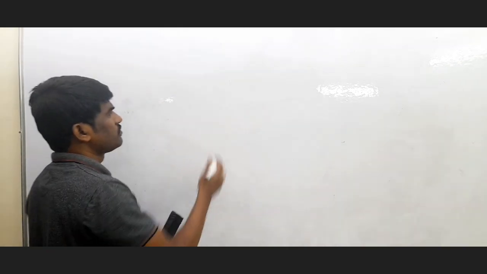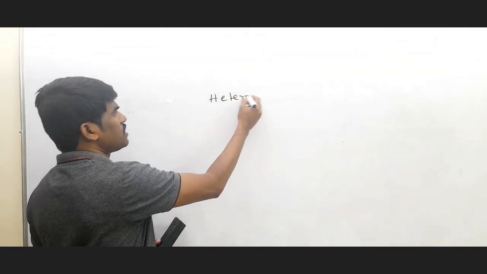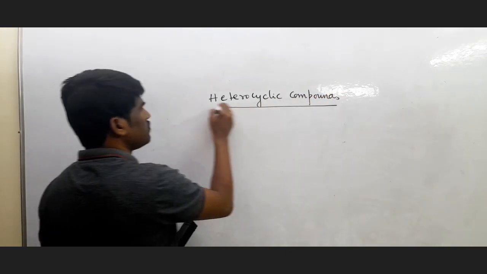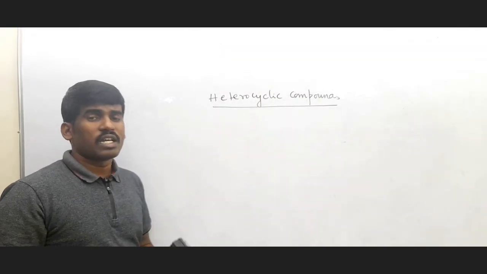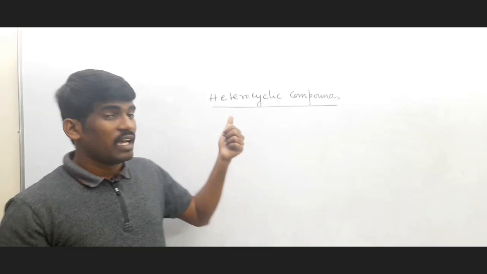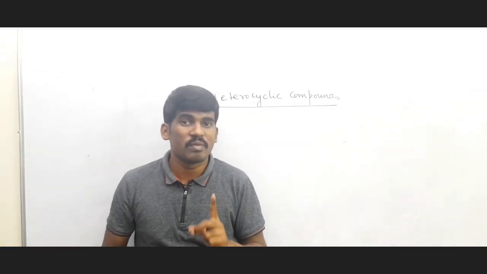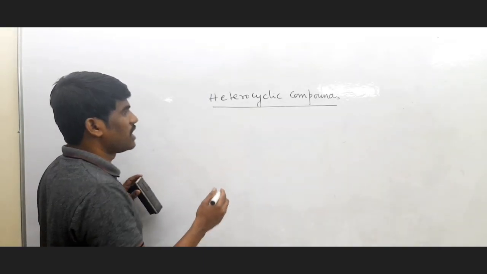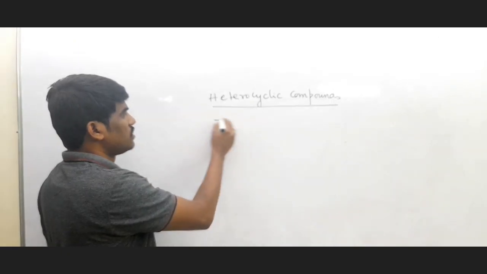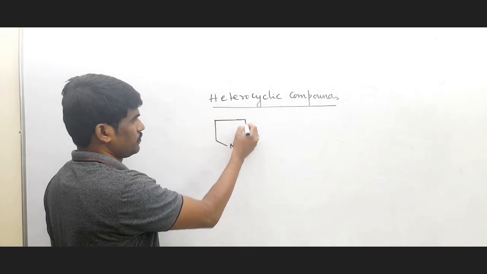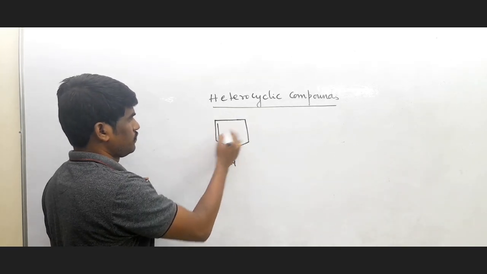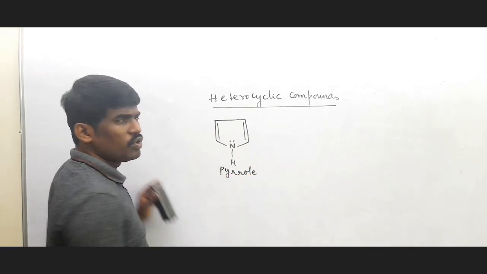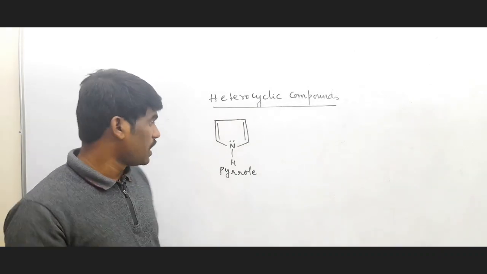In a similar way, you can see some heterocyclic compounds. Heterocyclic compounds are those compounds in which, along with carbon and hydrogen, one heteroatom must be present. Such compounds are said to be heterocyclic compounds. Let us try to understand with the help of a few examples. It is called pyrrole.